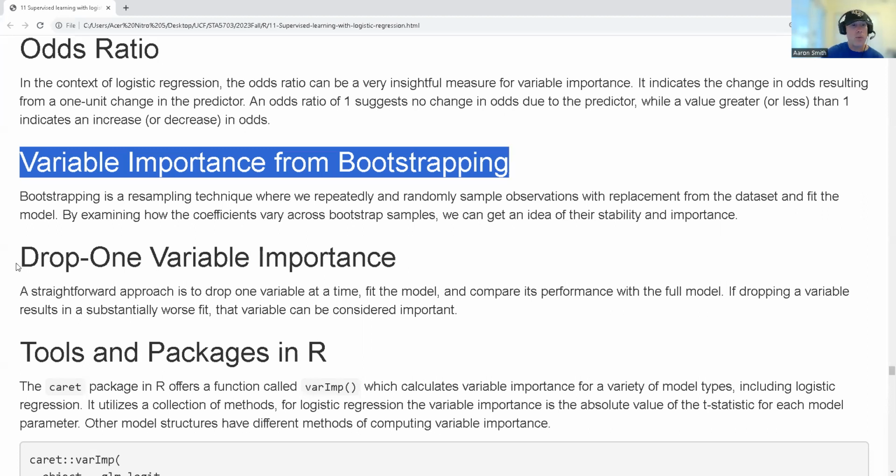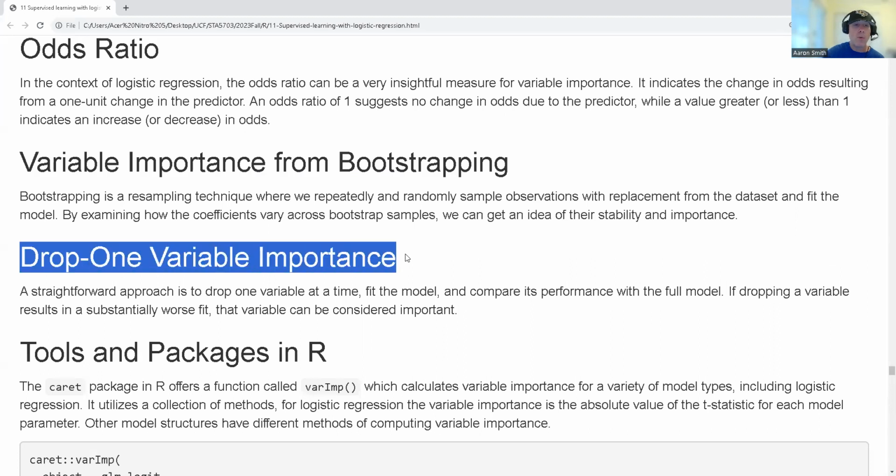Another thing that we can do to check to see if a variable is important is that if I remove it and I look at my model and my model's accuracy did not decrease, then it's not really an important variable. But if I take a variable out and the accuracy of my model plummets, then I know it's an important predictor variable.